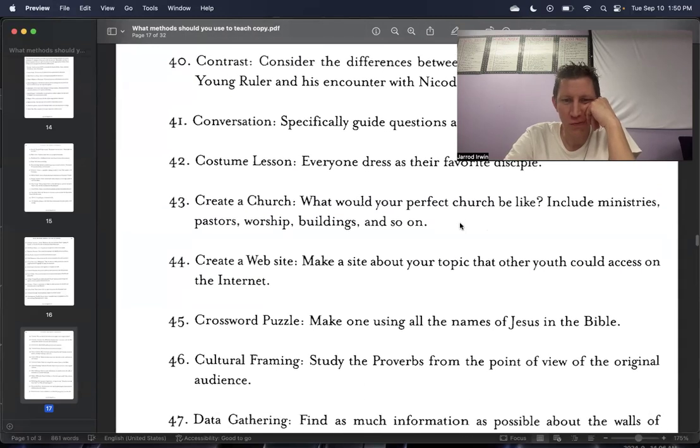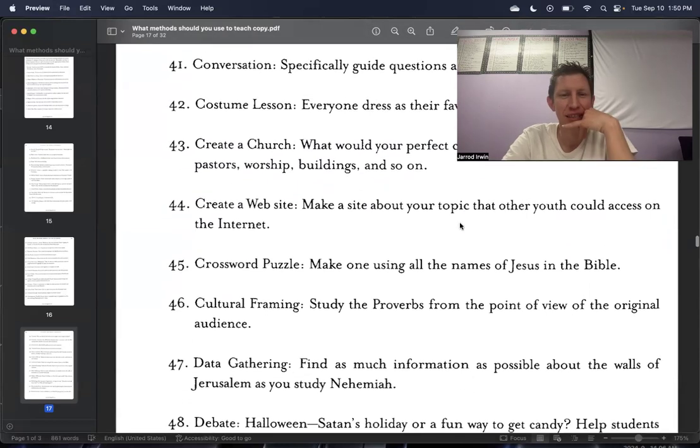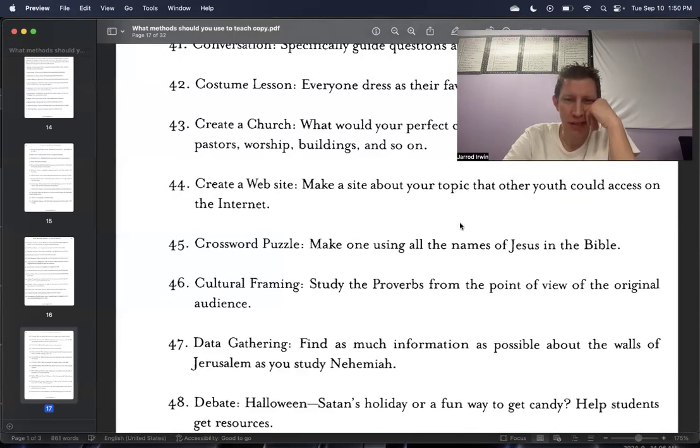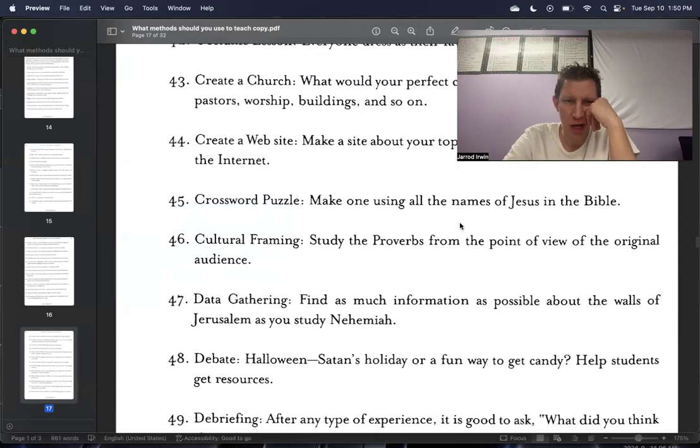Create a church. What would your perfect church be like? Include ministries, pastors, worship, buildings, and so on. That could be fun. Create a website. Make a website about your topic that other youth could access on the internet. Crossword puzzle. Make one using all the names of Jesus in the Bible.